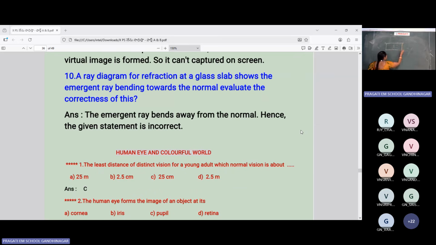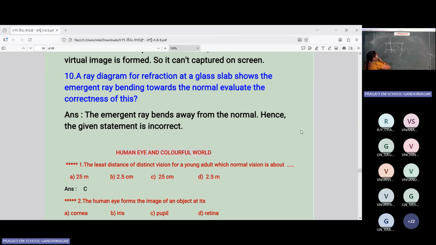A, B, C, D. See here, this is the incident ray with the normal, and this is the refracted ray. And here is another normal, and this is the emergent ray. If there is no glass slab, the incident ray goes in a straight line like this, isn't it? The distance between this elongated incident ray and the emergent ray is called lateral shift.